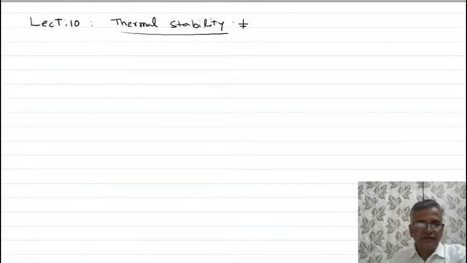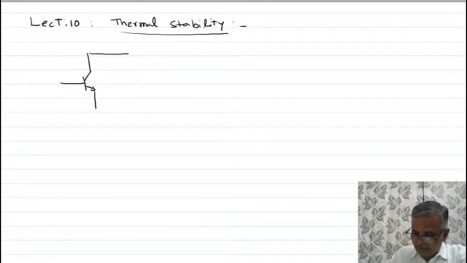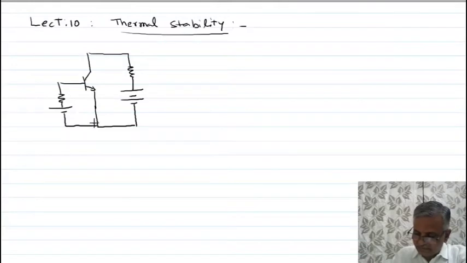Thermal stability. Let us try to understand why biasing is required. What does biasing mean? I am doing revision of the previous 3 lectures. See, this is your basic amplifier circuit. Here the collector is kept in a reverse bias with respect to base, and base-emitter is kept in a forward bias. This is your circuit diagram.